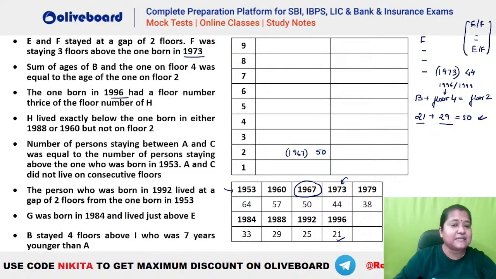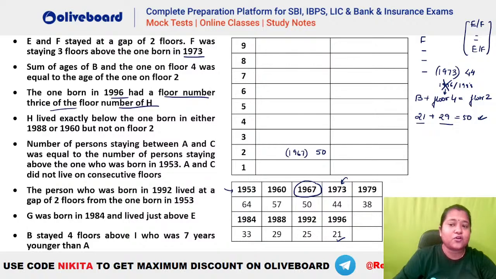The one born in 1996 has a floor number thrice that of the floor number of H. So 1996 has to be 3 times of something, isn't it? Now tell me, can floor number 4 be 1996 here? Is it a possibility, guys? Because floor 4 has to be a multiple of 3, as it is given the one born in 1996 is having thrice the value of H. That is, if H is 1, 1996 should be 3. If H is 2, 1996 should be 6. If H is 3, 1996 should be 9. So you can see that floor 4 cannot be 1996. That's not a possibility.